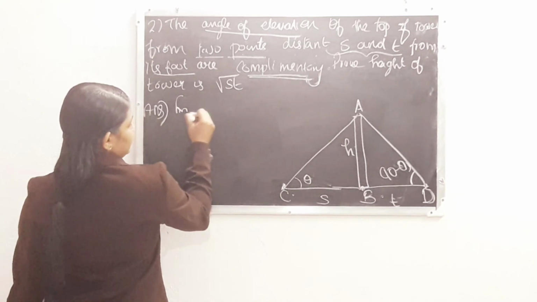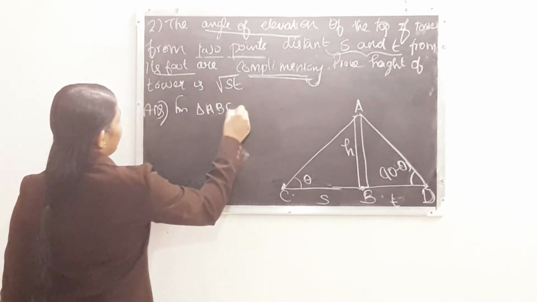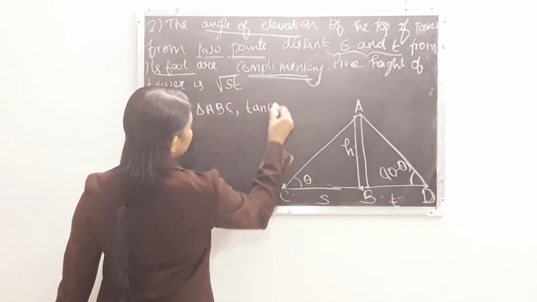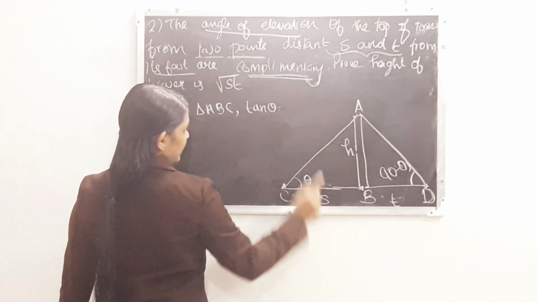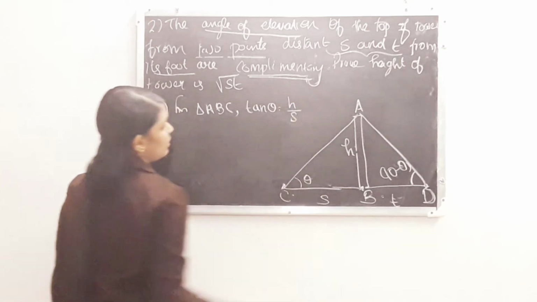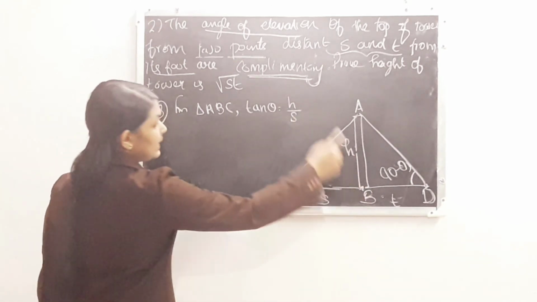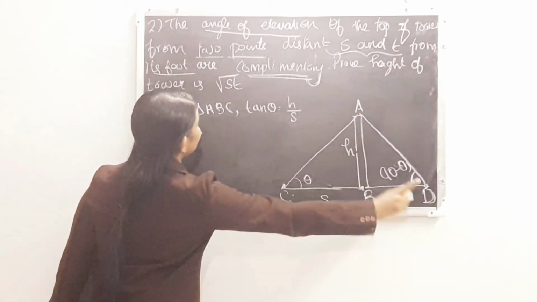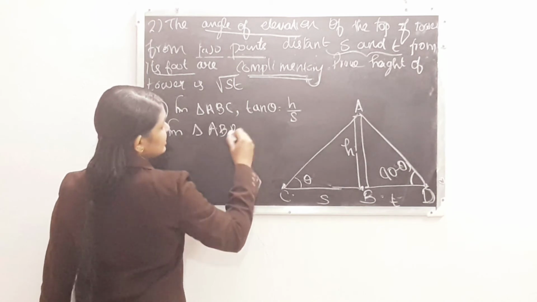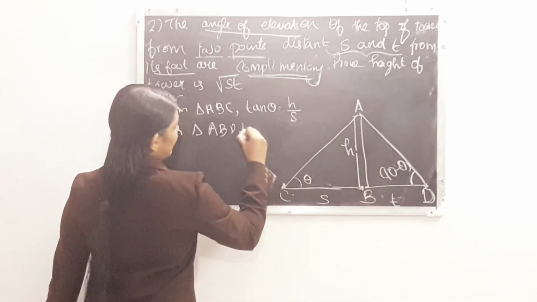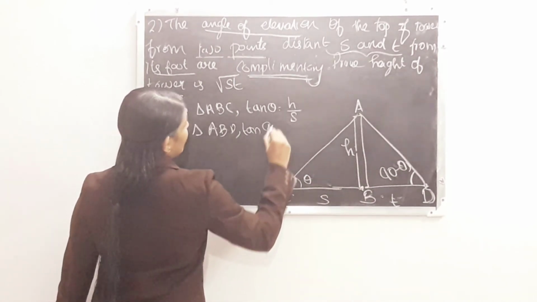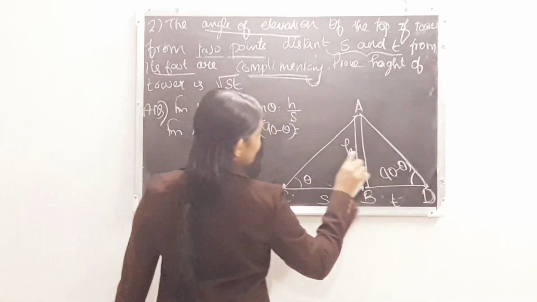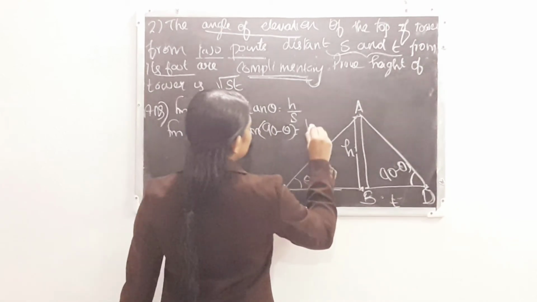From the triangle ABC, we can write tan theta will be equal to opposite by adjacent, that is h by s. And now from the triangle ABD, we can write tan 90 minus theta, because the other angle there is 90 minus theta, is equal to opposite by adjacent, that is h by t.